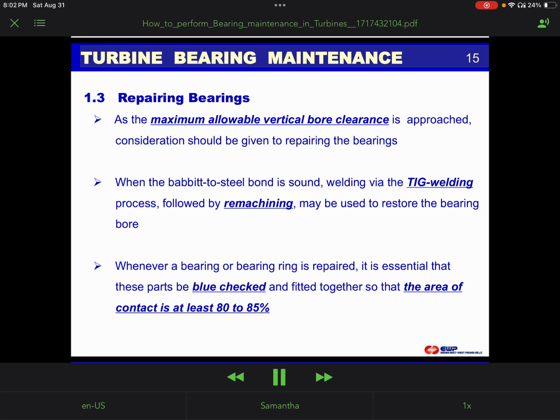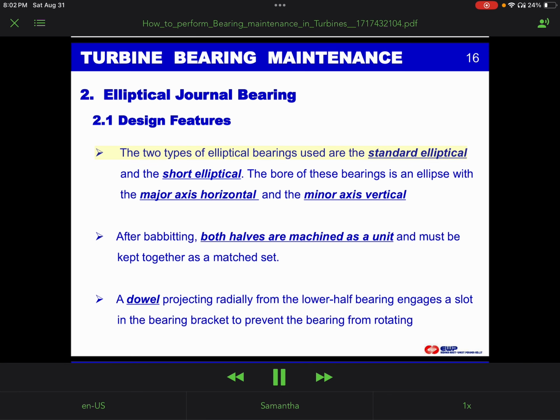Turbine bearing maintenance. 15. The 2 types of elliptical bearings used are the standard elliptical and the short elliptical. The bore of these bearings is an ellipse with the major axis horizontal and the minor axis vertical. After babbiting, both halves are machined as a unit and must be kept together as a matched set. A dowel projecting radially from the lower half bearing engages a slot in the bearing bracket to prevent the bearing from rotating. 2. Elliptical journal bearing.